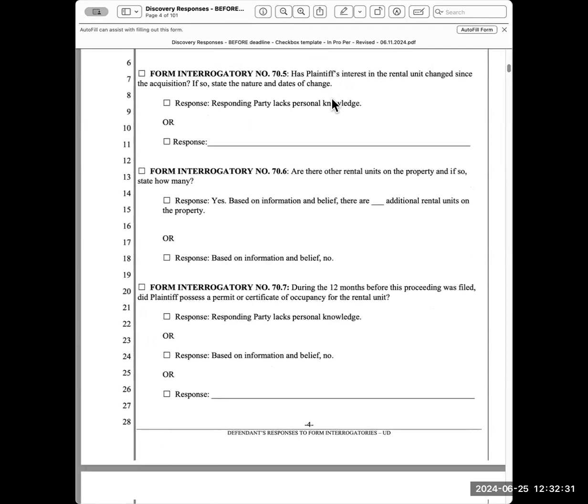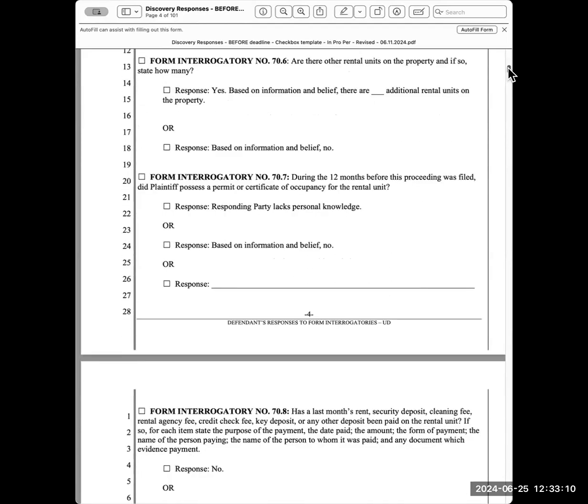70.5. Has plaintiff's interest in the rental unit changed since the acquisition? If so, state the nature and dates of change. Again, this question is typically asked of the landlord. It's asking about plaintiff's interest. You'd have to get inside the plaintiff's head to know what plaintiff's interests are. And so most likely you're going to use the first response. However, if that's not accurate and you have a different response, you check here and you put in your response.